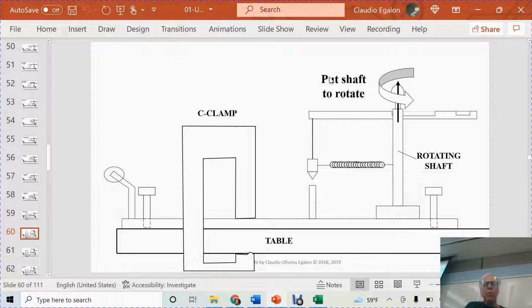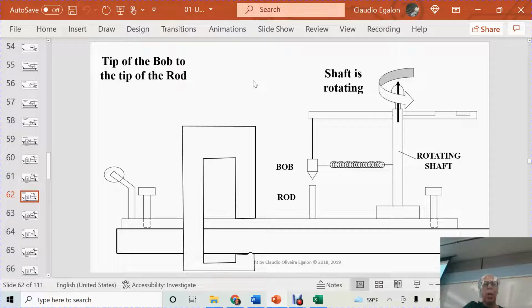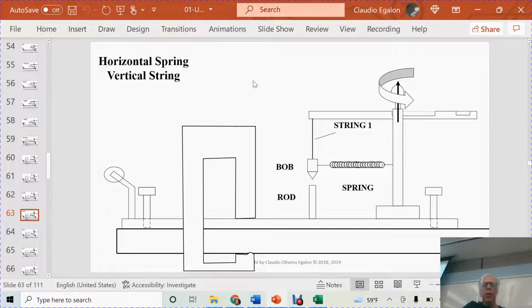And then what you're going to do is practice rotating the shaft. Whoever rotates the shaft is also going to keep looking at the bob at a 90-degree angle with respect to this plane, to make sure that the tip of the bob coincides with the tip of the rod. While you do that, be assured that you have a vertical string and a horizontal spring. Shaft is rotating: bob, rod, string, spring.